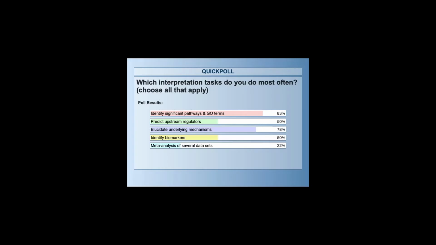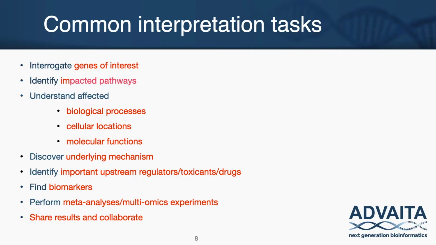These results are pretty interesting. So all of you are interested in pathways and GO terms, or almost all of you, I should say. And a very strong majority of you also wants to elucidate underlying mechanisms. But half of you are interested in upstream regulators and biomarkers, and a quarter of you are interested in meta-analysis of several data sets. So what I'd like to do is take you through all of these and show you how they fit together as well. Let me hide the results and go back to the slides.